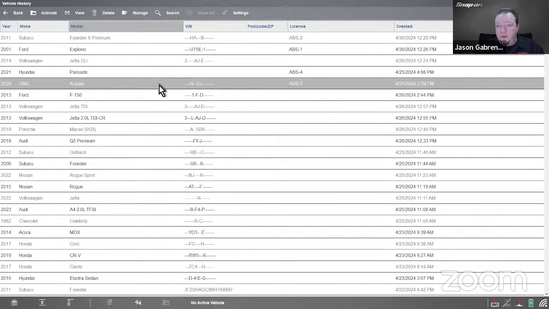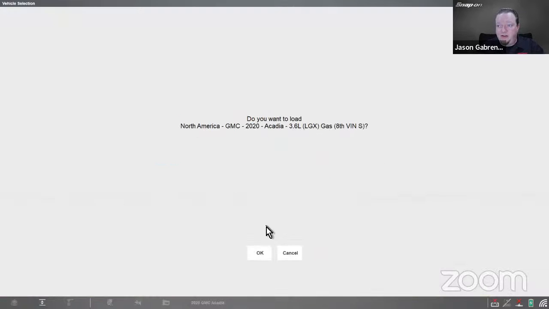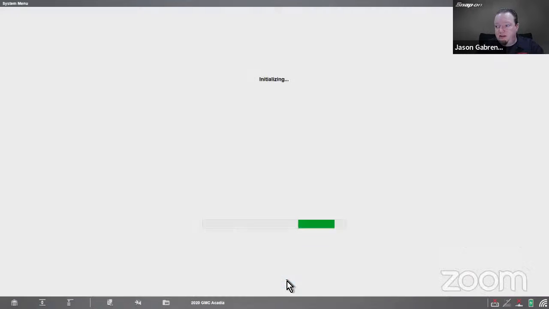Let's go to the 2020 Acadia. Actually, let me switch to scanner 2. Scanner, check that.